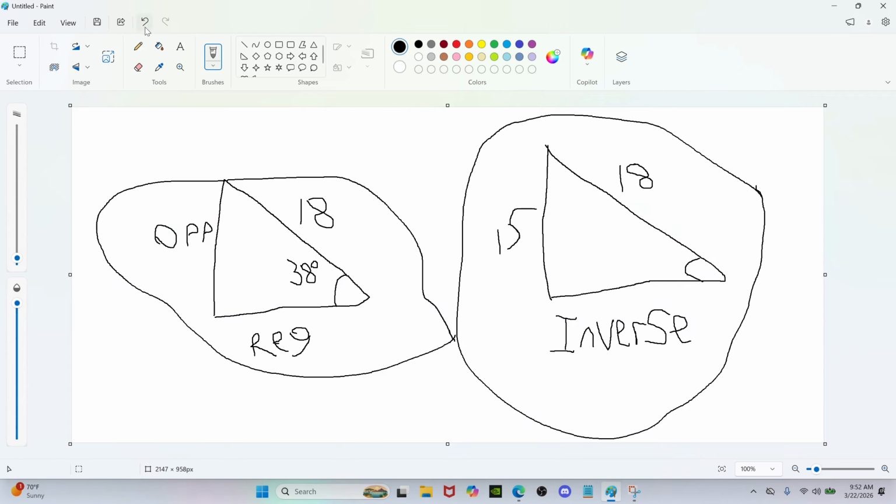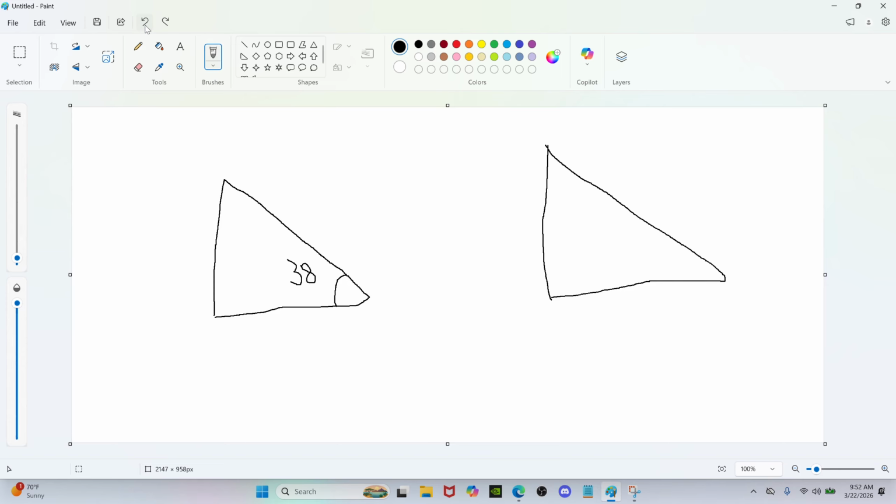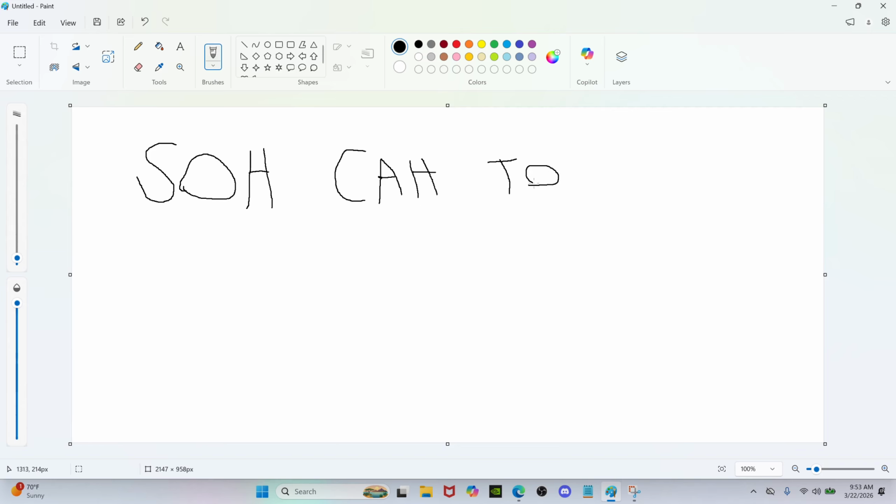But I'm going to be going over it once more, and I'm going to be showing you SOH-CAH-TOA. And I'm also going to be showing you how to determine which is the opposite, adjacent, or the hypotenuse. But SOH-CAH-TOA, what do you think this means? This is an order of division for the right triangle.